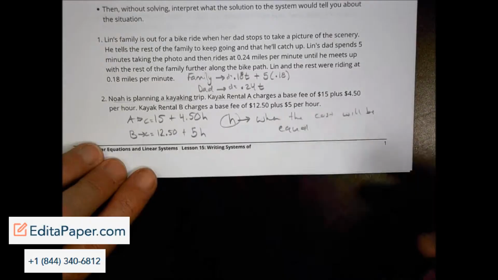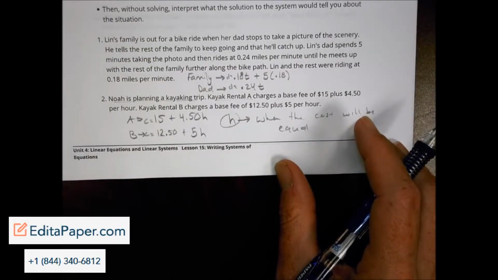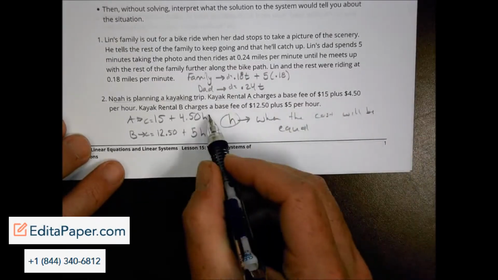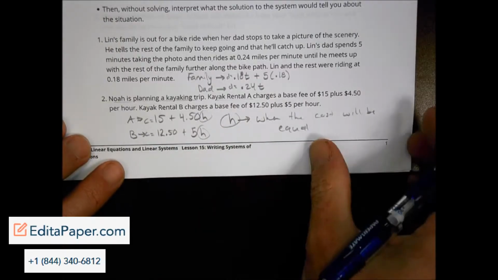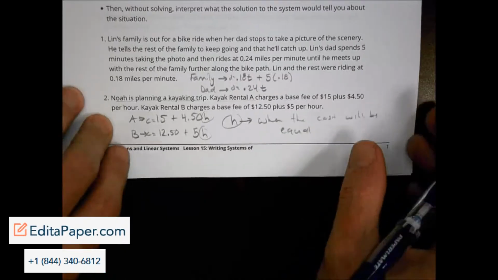So it's going to be, I don't know, 5 hours, 6 hours. You'd have to figure out the math to figure that out. But that's what I would find out: at what point, what value of h is finally going to make all this equal to each other? So that means I have paid the same amount.